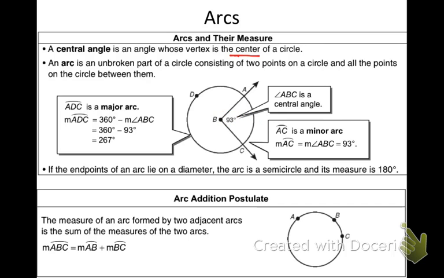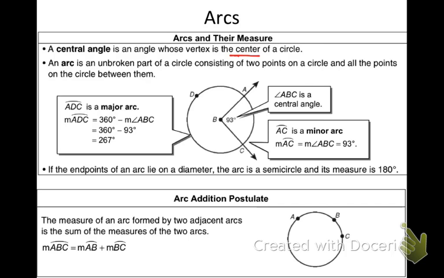Okay, so for example here, if the angle measure is 93, that means that arc measure is 93 degrees as well. Now, what's a whole circle going to be? 360. Okay, very good. So the whole circle is 360. So when I'm finding the arcs from the central angle, it's the same thing. An arc is an unbroken part of a circle consisting of 2 points on a circle and all the points on the circle between them.